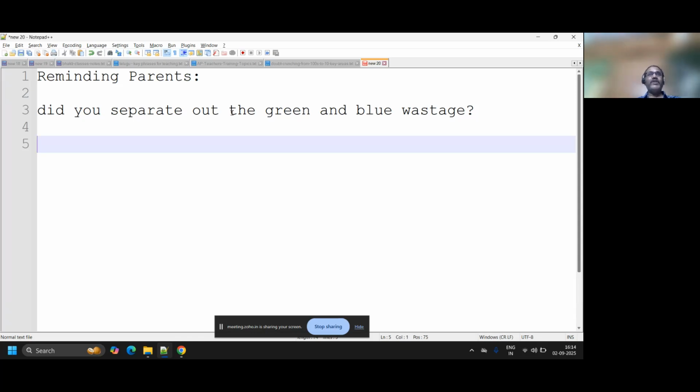You can do recycling. Blue waste is like you have got some wood, some plastic, some glass pieces, glass bottles. Some plastic, some glass, again they are recyclable.